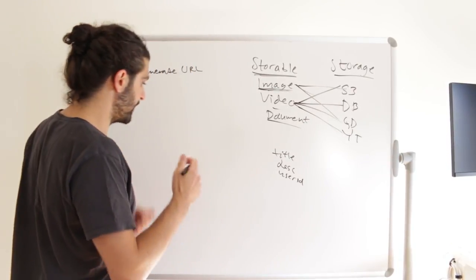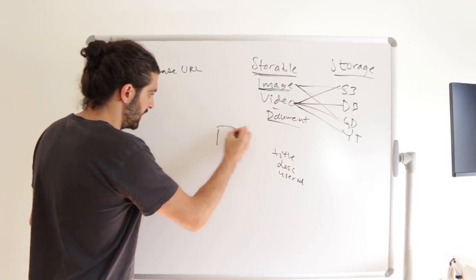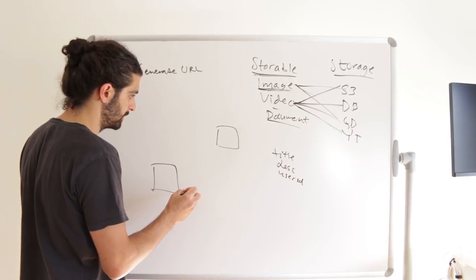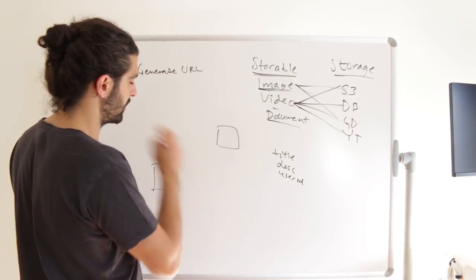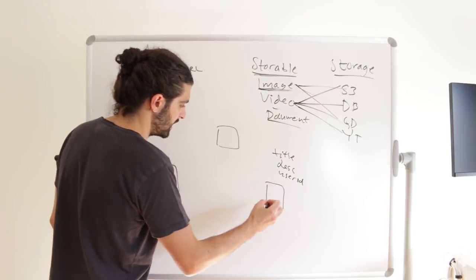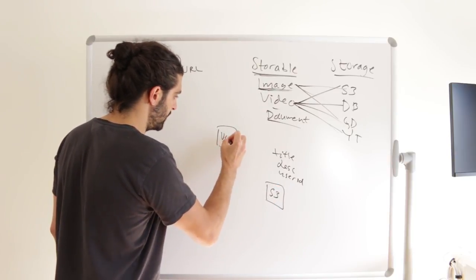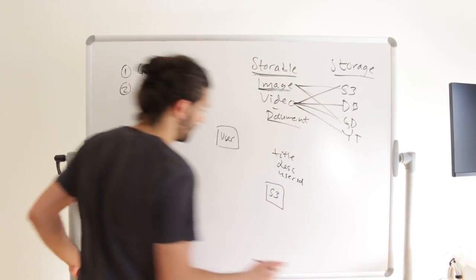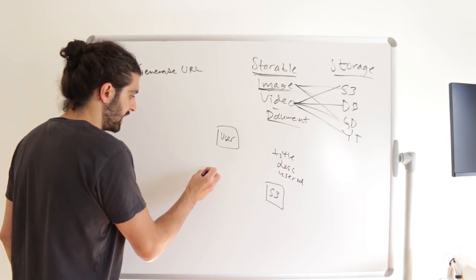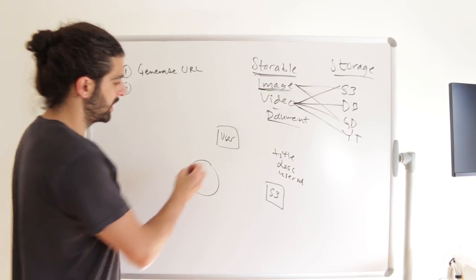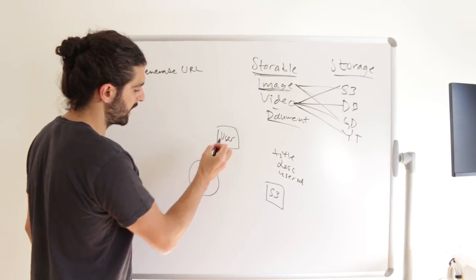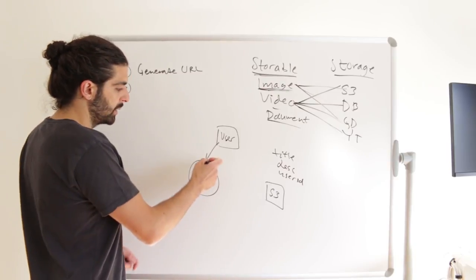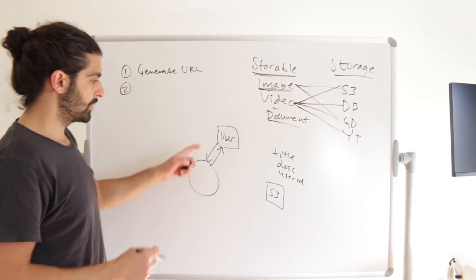So let's think about it. There's the user, there's S3, and there's our application. If I'm trying to draw something that looks like a data flow diagram, it's more like something like that. The user requests, the user says that they want to upload a file. We give the user a URL. The user starts to upload the file.